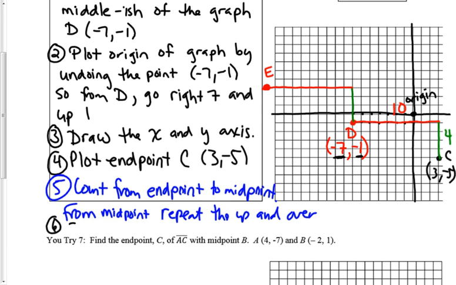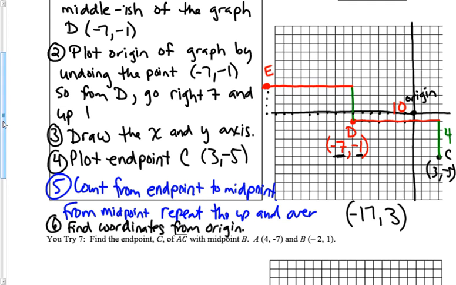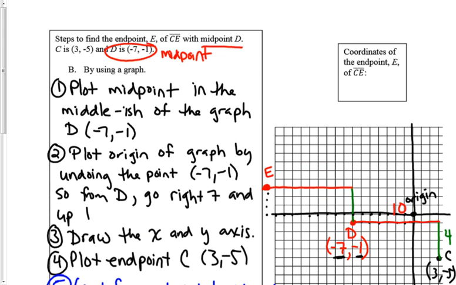So that is the last step. Find the coordinates from the origin. So starting at the origin, I'm going to go left, 1, 2, 3, 4, 5, 6, 7, 8, 9, 10, 11, 12, 13, 14, 15, 16, 17, and up 3. So I went left 17 and up 3. Now, where yours fell off the graph may have been a different spot, and you just need to know how many places off the graph you went, and remember that when you go to write down the coordinates of point E. Again, I'm going to write the coordinates up in the answer box, and that was at -17, 3.